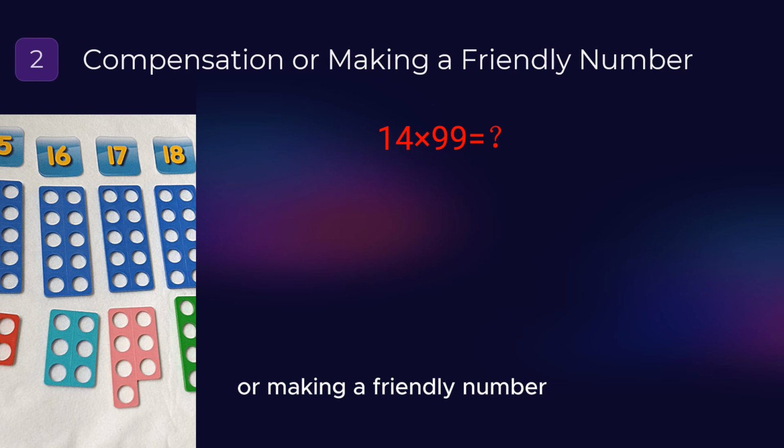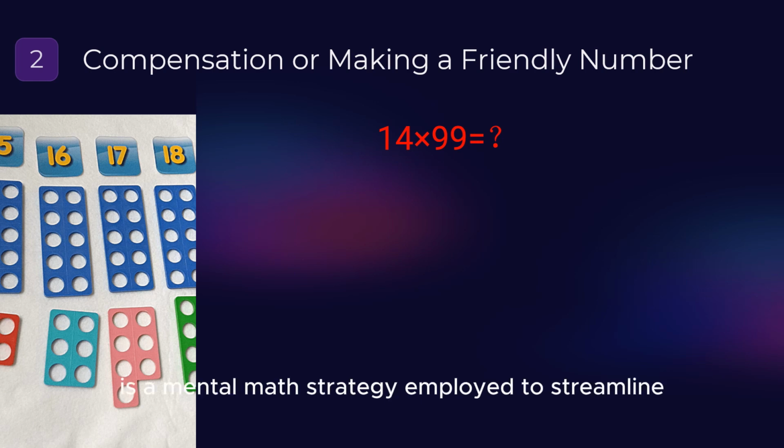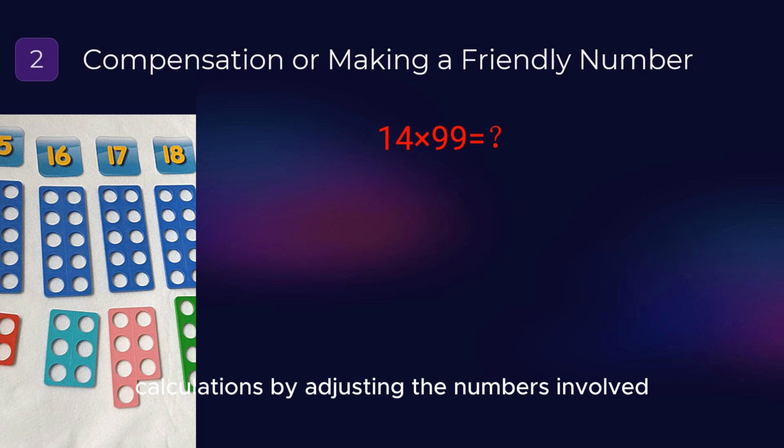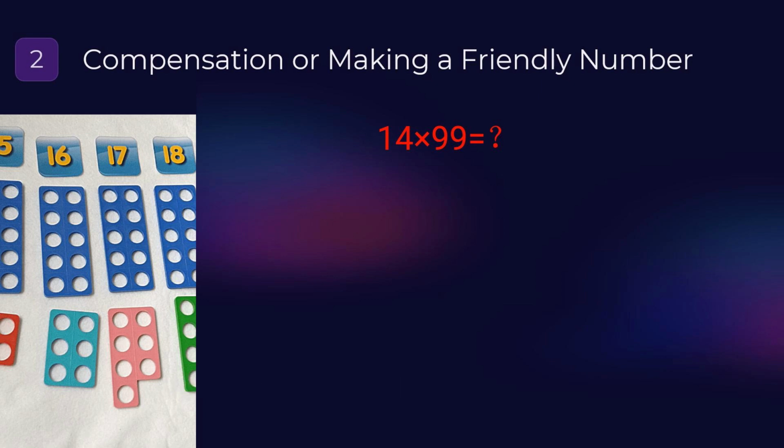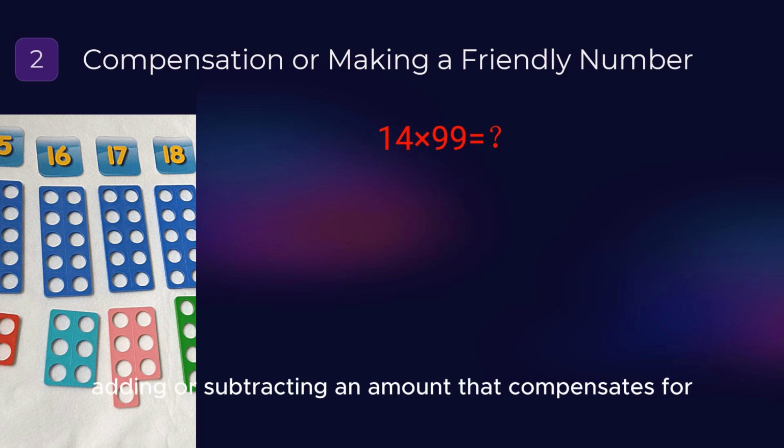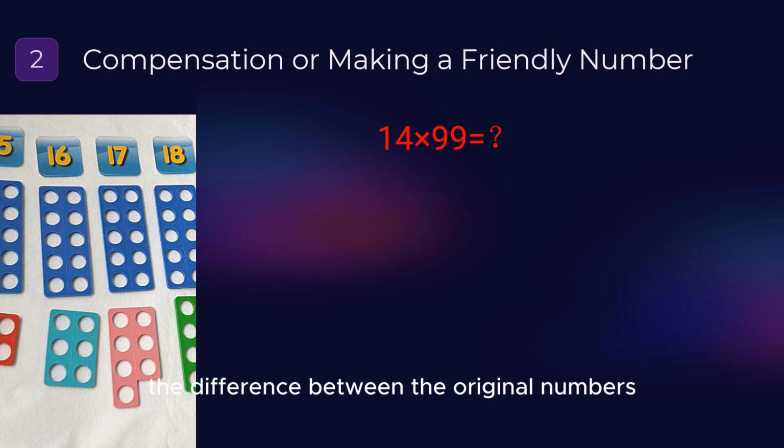Compensation, or making a friendly number, is a mental math strategy employed to streamline calculations by adjusting the numbers involved, making arithmetic more convenient. This technique proves particularly beneficial for quick and efficient mental calculations. The core concept revolves around adding or subtracting an amount that compensates for the difference between the original numbers. To illustrate this strategy, let's tackle the problem 14 times 99 equals.